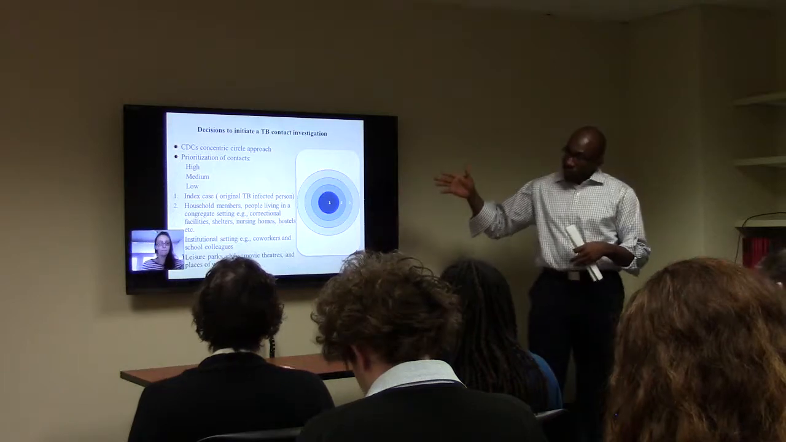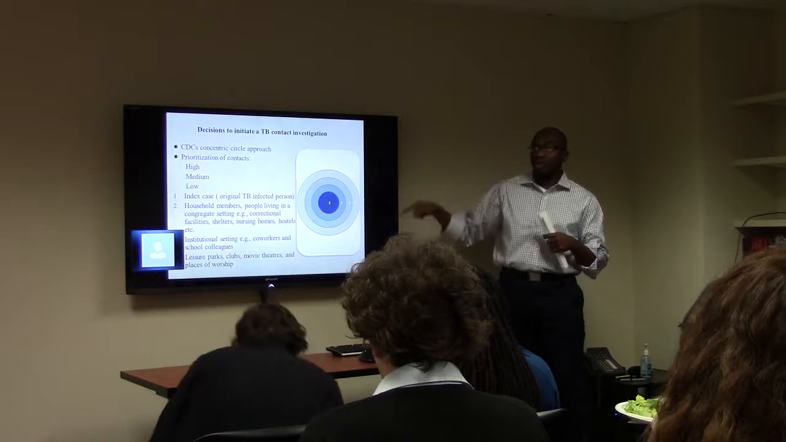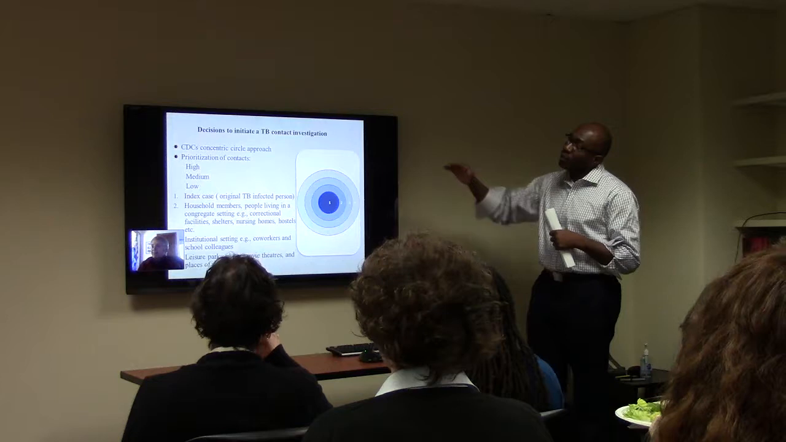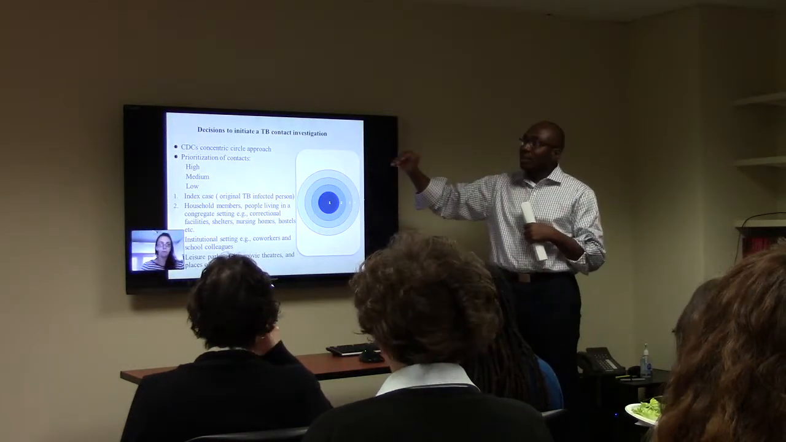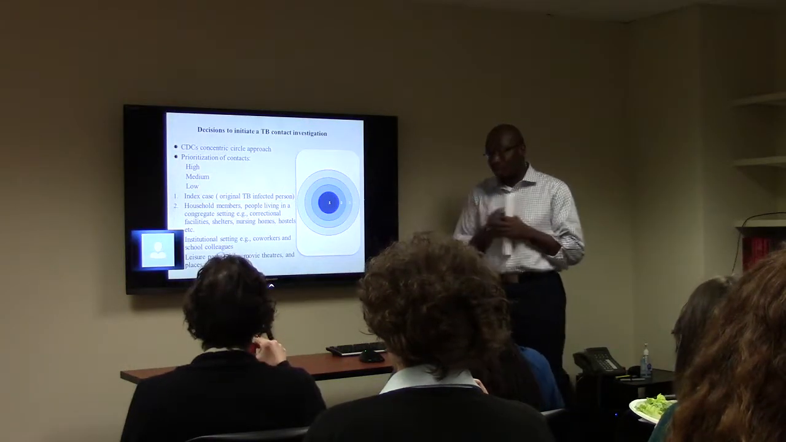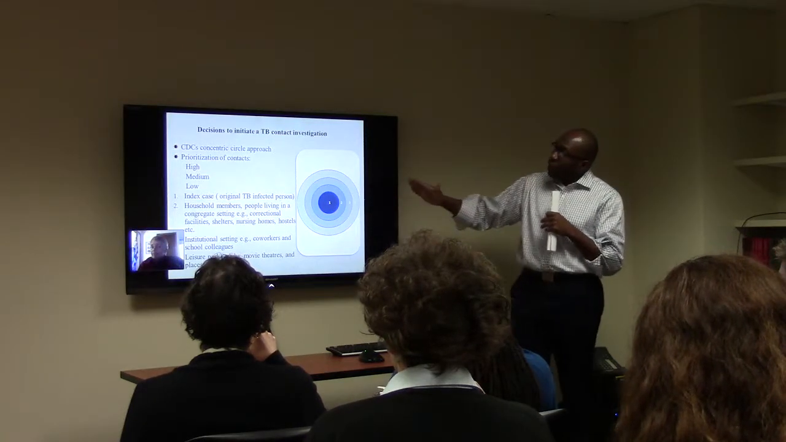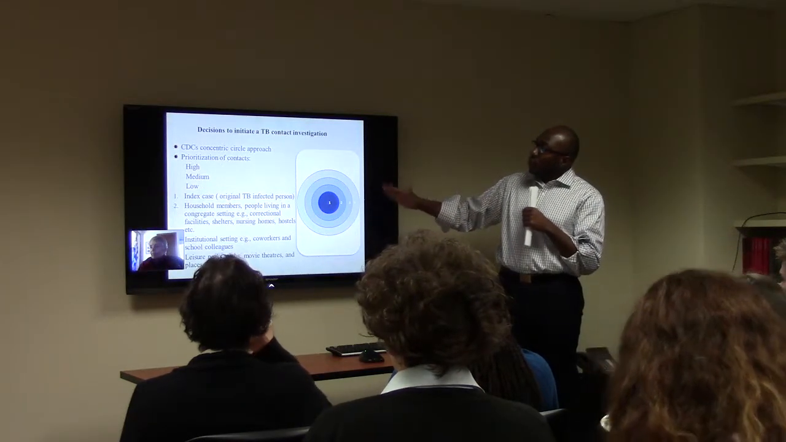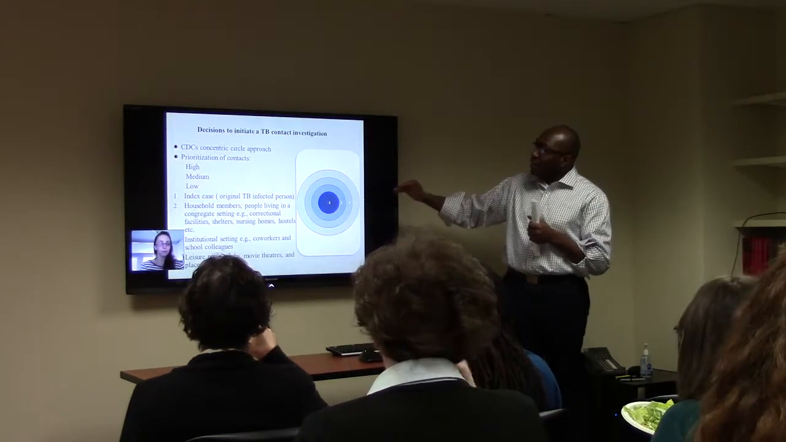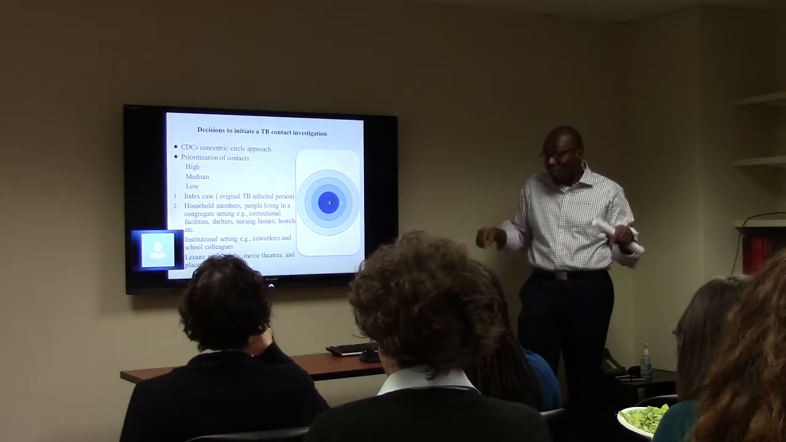Then this schematic is the CDC's concentric circle approach to conducting a TB contact investigation. And this helps in prioritizing contacts of the individual that has the TB disease itself. So looking at the schematic from 1 to 4, that depicts the level of prioritizing the contacts. Number 1 is the index case, that's the original person with the TB disease.